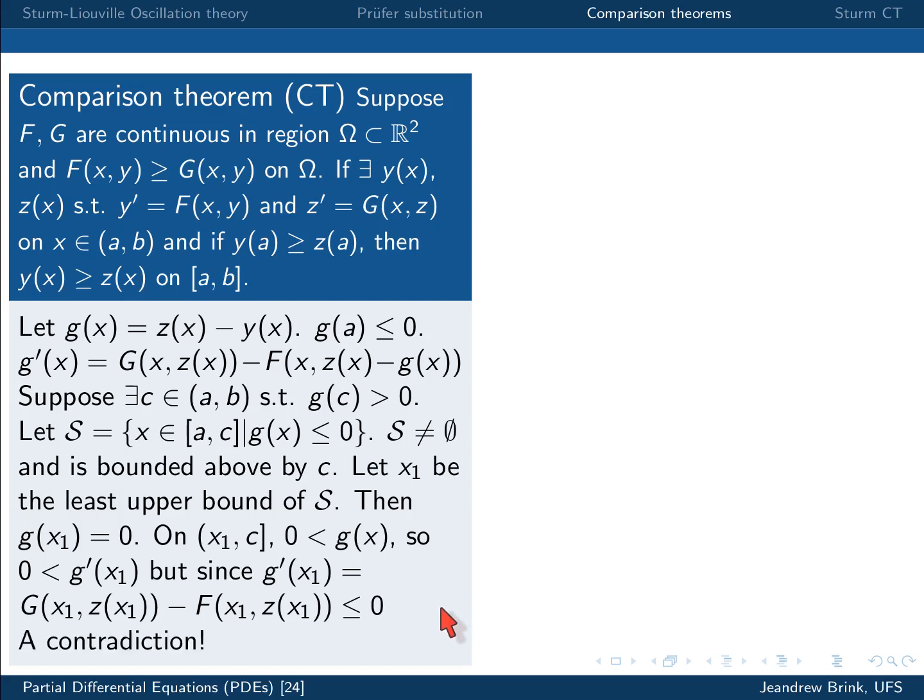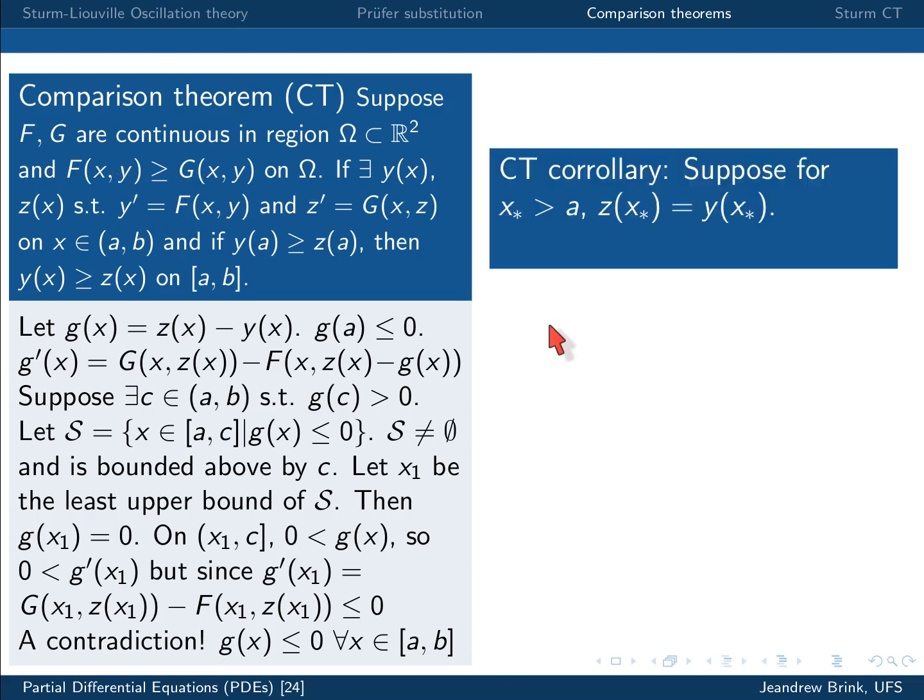And therefore, S must involve the whole set AB. In other words, g of x must be less than or equal to 0 for all x in AB. So that's a statement just about first order derivatives with arbitrary functions, a statement that compares solutions to first order derivatives if you know something about the function that defines the derivative that you're solving for. There's a corollary to this that's also useful a little bit later on.